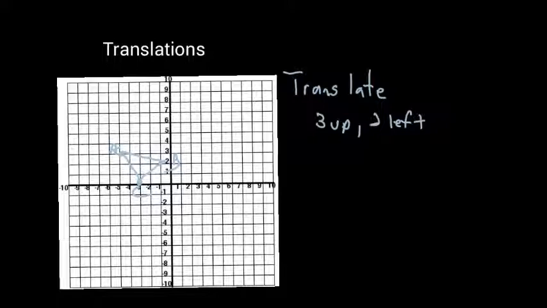So first, I'm going to start with A. I'm going to go 3 up, so 1, 2, 3, and then 2 left, 1, 2. So I put A, and because I moved it, it becomes prime. I put that little apostrophe thing there. So then let's do B, 3 up, 1, 2, 3, 2 left. So I got B prime, and then C, 1, 2, 3 up, 2 left.